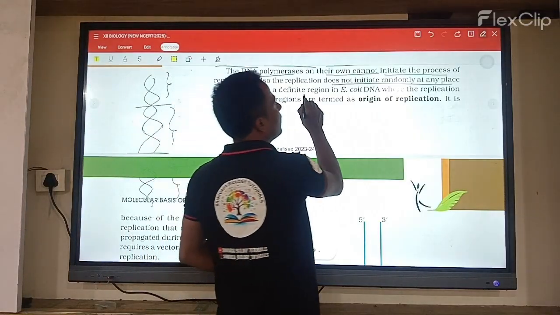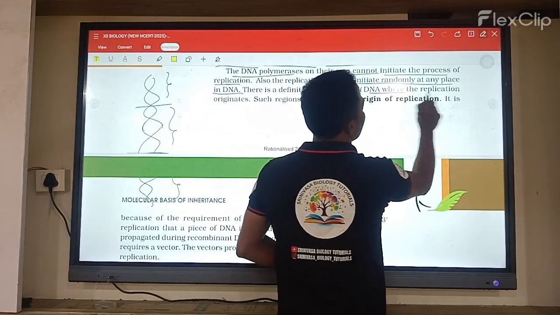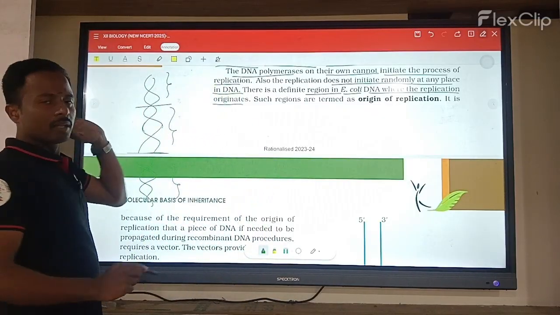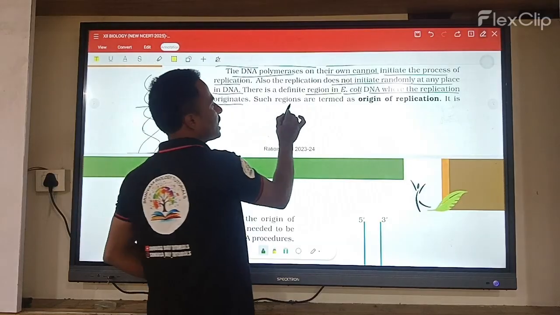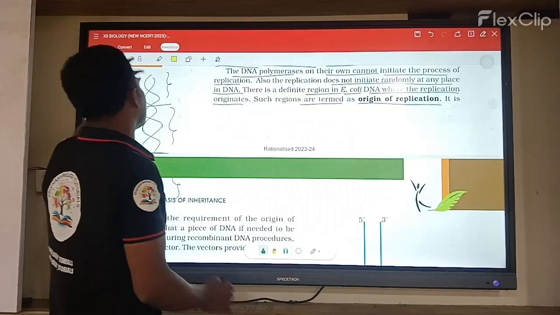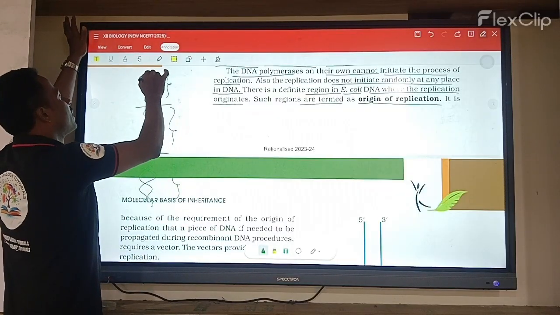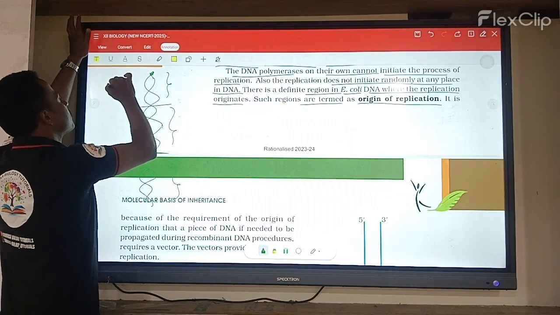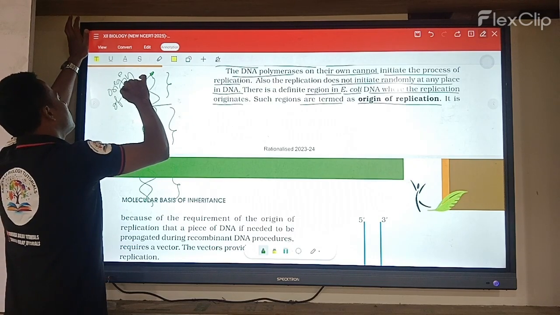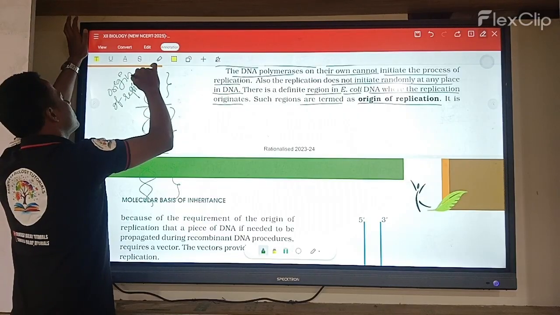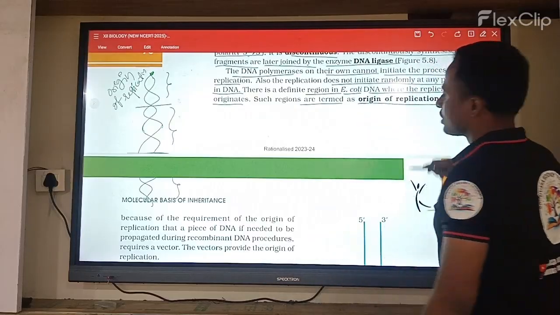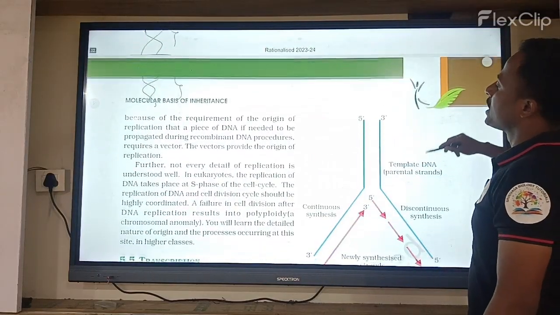There is a definite region of the Escherichia coli DNA where replication originates. Where the replication starts, such regions are called the origin of replication. So these regions are called what? The origin of replication regions.